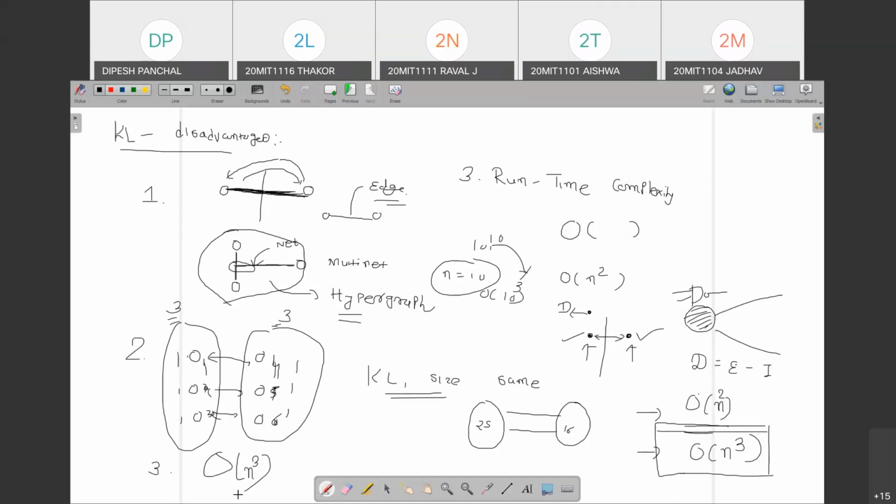Shall we begin? Second iterative algorithm in the partitioning. Yes, sir. If you want to ask any questions, you can ask, no problem.